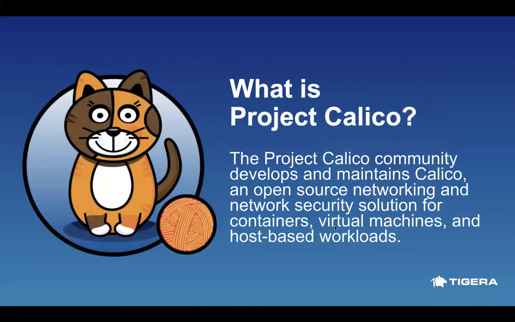So before we get going with the GKE specific topics, I wanted to do a refresher in terms of what is Project Calico and why you should care. Project Calico is a community-driven open source project that was started around the same time Kubernetes started, to provide an open source networking framework for both connecting pods and securing pods using network policies. We've extended since then to not only secure containers and pods, but also virtual machines and host-based workloads.